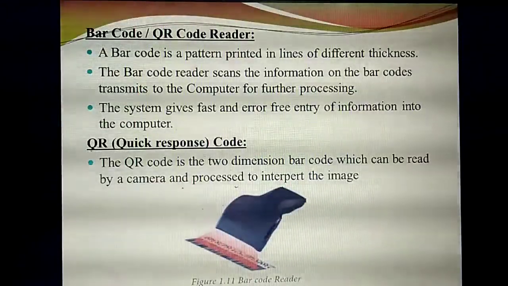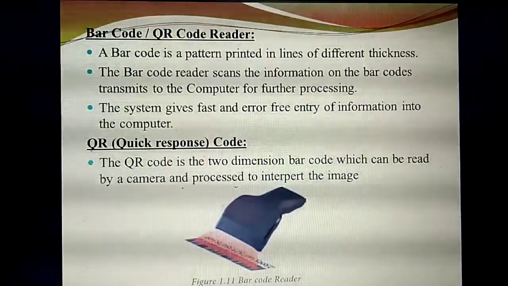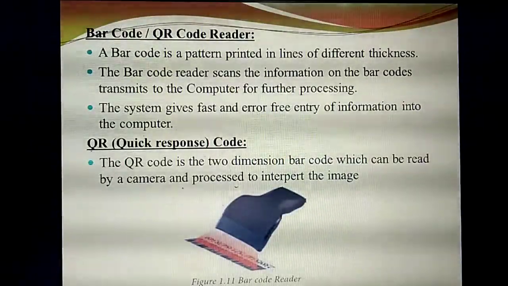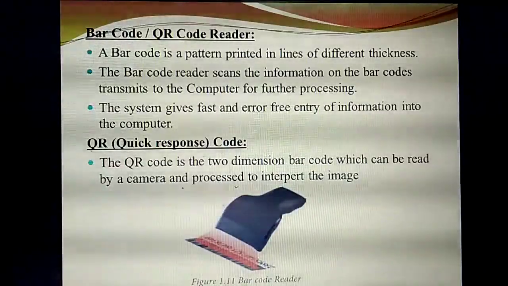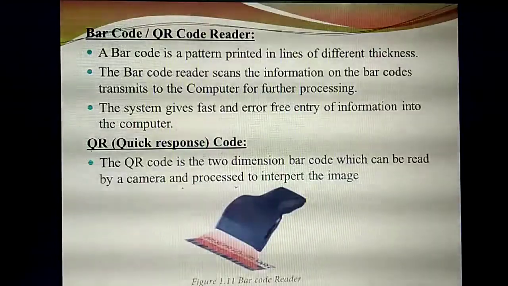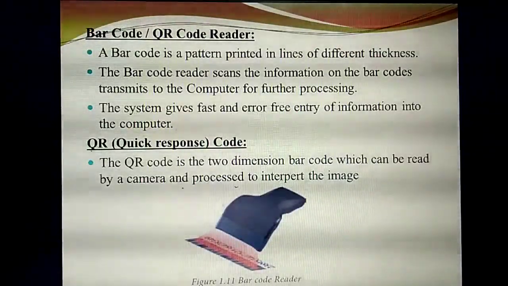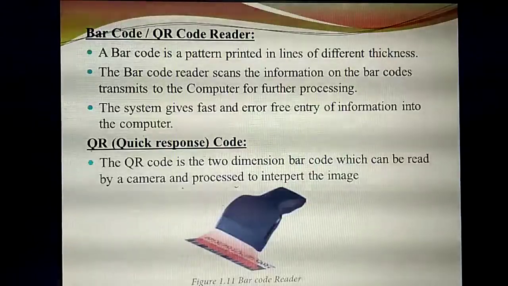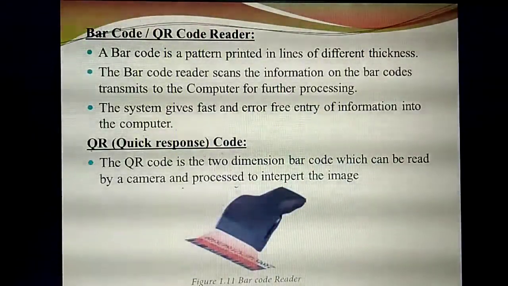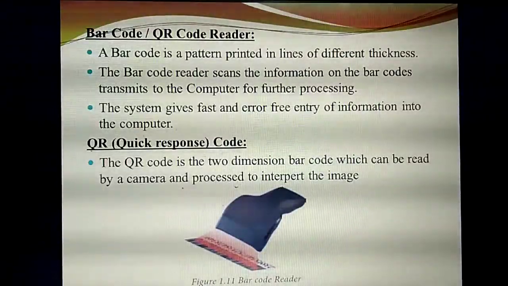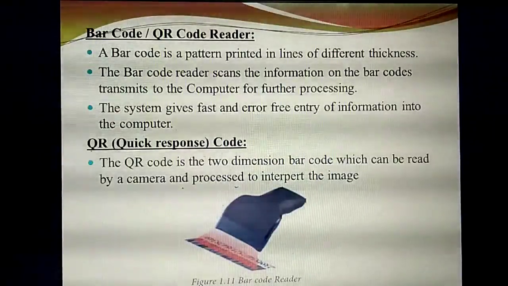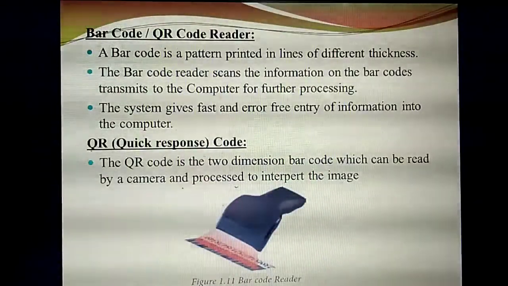Understand? So what's a barcode? It is a pattern of printed lines, and each line is of different thickness, not the same thickness. When the barcode reader scans the lines, it immediately sends the information, or transmits the signals, to the computer for processing. If it is correct, the system will detect it and say this barcode is correct. If it is wrong, it will give an error.